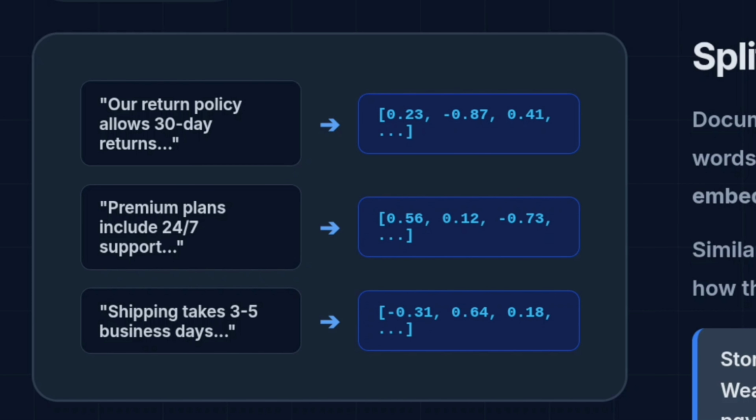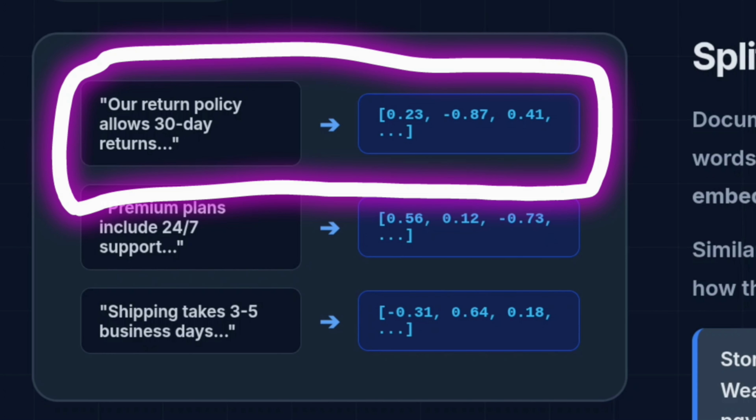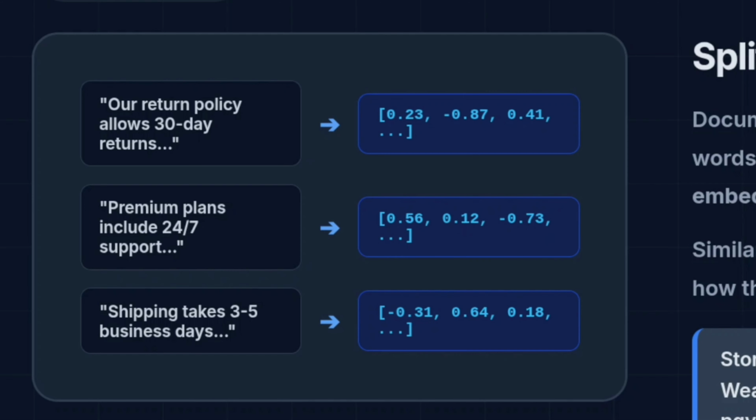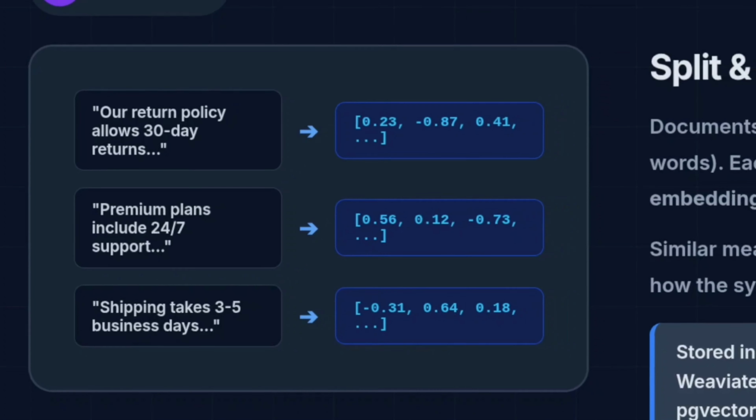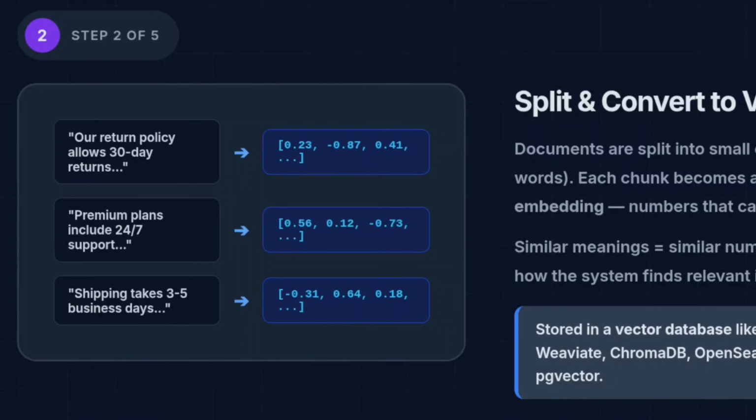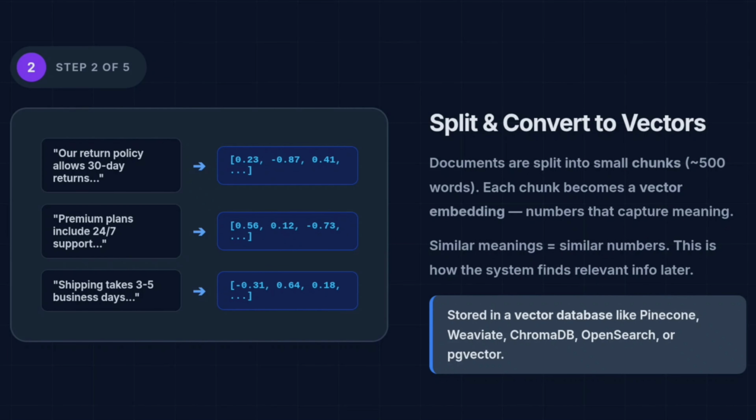So look at the visual on the screen. Our return policy allows 30 day returns becomes an array of numbers, which is a compressed representation of what that sentence means in mathematical space. Here's the key insight. Similar meaning produces similar numbers. So refund and money back will produce very similar vectors, even though the words are different. That's how the system finds relevant information even when the wording does not exactly match. All those vectors get stored in a vector database.